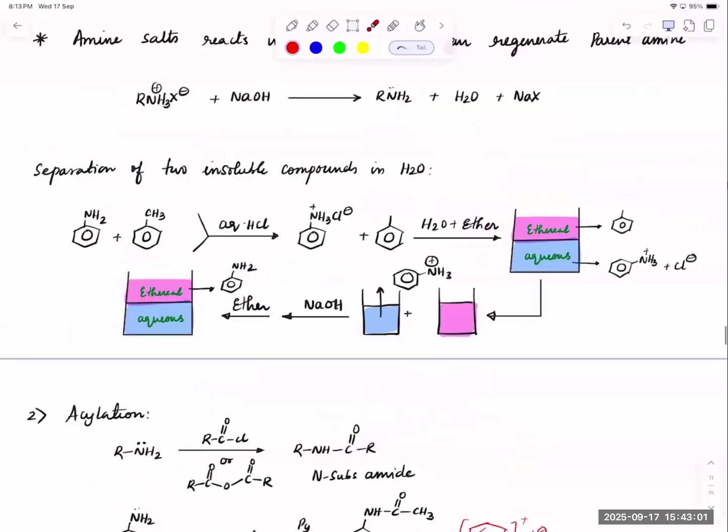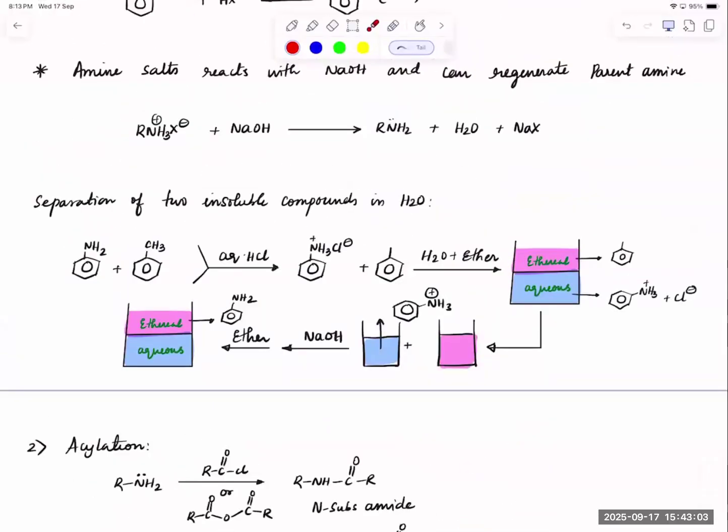Clear, girls? So I hope you guys understood how it works. Yes. Right.